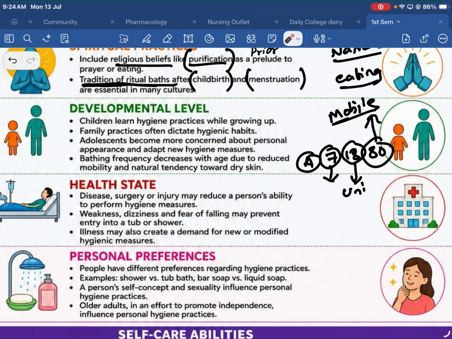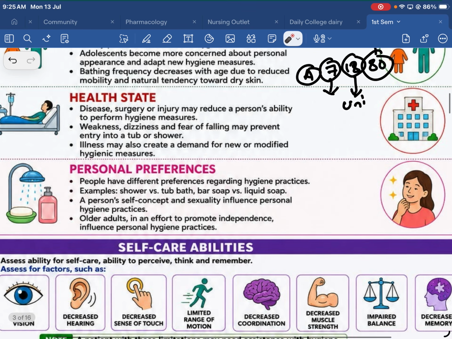So I hope you understood the developmental levels. In old age, there is a decrease in bathing frequency, or else you can say hygienic practices. In adolescents, there is a new adaptation of hygienic practice measures. And next one is family practices. The child will follow every family member's unique style of hygienic practices. And next, children learn hygienic practice while growing up. So coming to the next factor, that is health state.